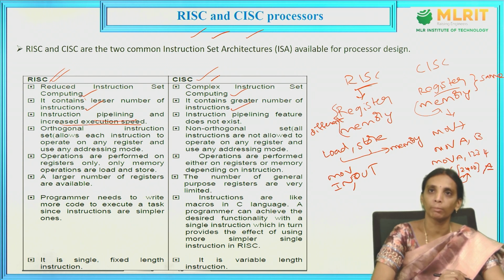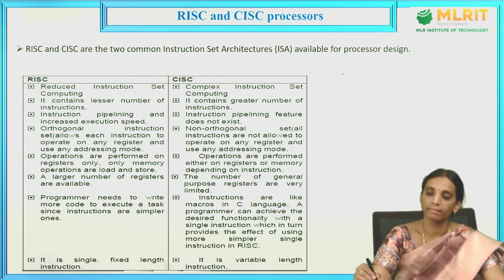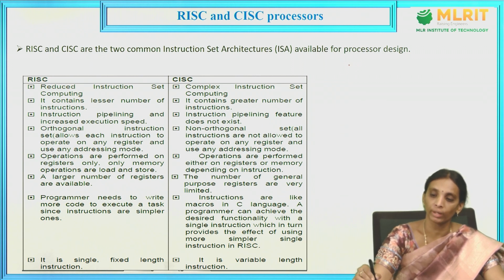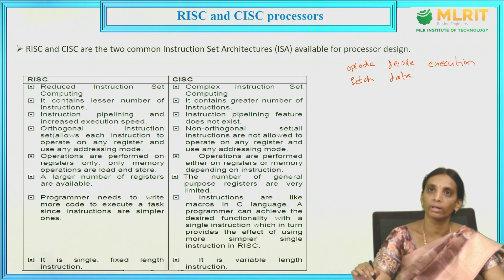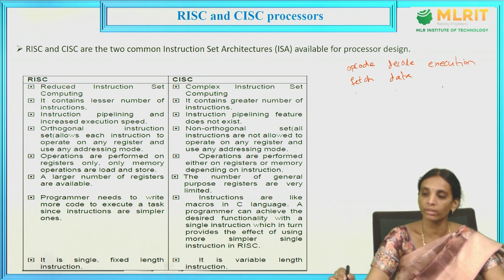So what is meant by pipelining? For the execution of any instruction, there are three processes. The first one is opcode fetch. The second one is decode the data. The third one is execution. For any processor, the instruction is executed in this sequence only. First it fetches the opcode from the memory, and after that it decodes and takes the data from the memory, and after that it executes whatever operation is to be performed on that data.